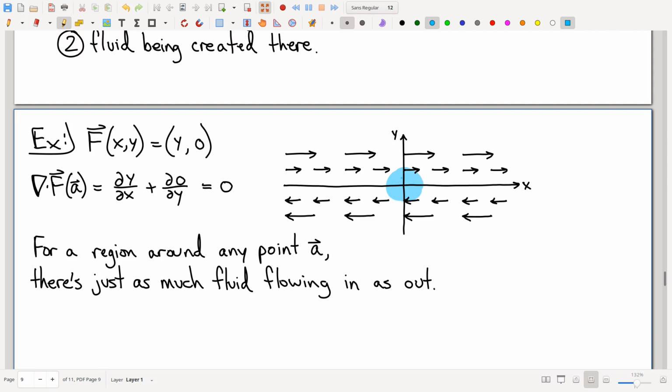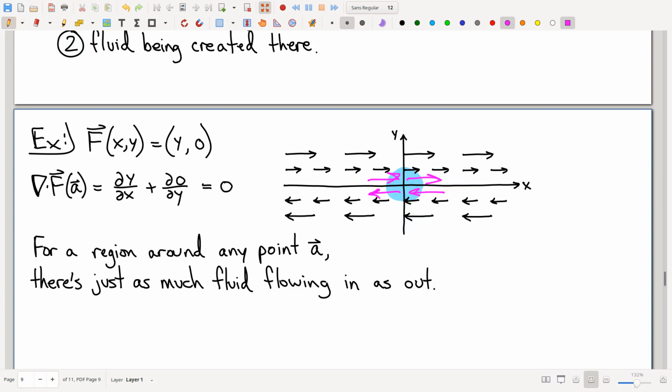In that little vicinity of the origin, sure, there's fluid going into it. There is fluid going into it, but there's just as much fluid going out of it. You look at these flow lines, and that which goes in also goes out. Or on the other side, down below the x-axis, that which goes in also goes out.